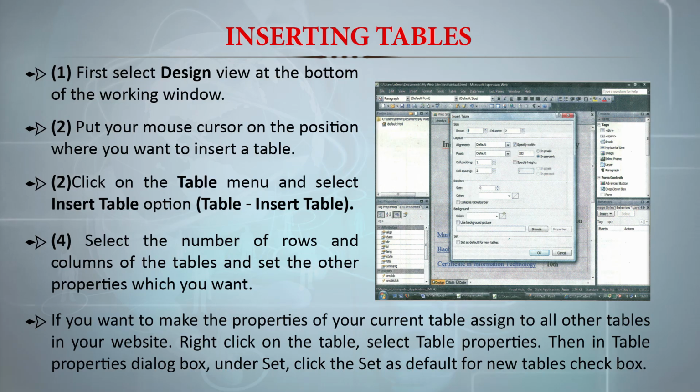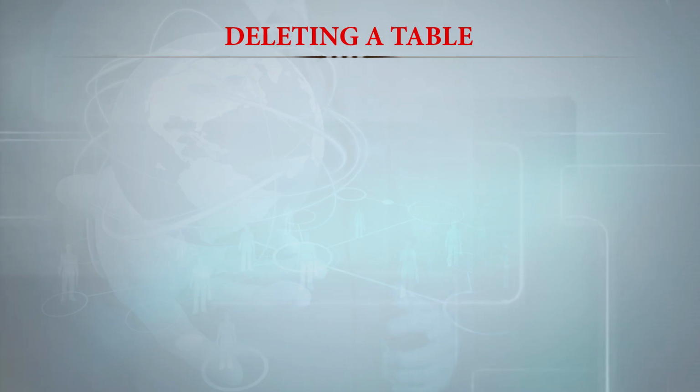And if we want to make the properties of the current table apply to all the other tables in the website, right click on the table, select table properties. Then in the table properties dialog box under set, click the set as default for new tables checkbox. And it is also possible to delete a table.